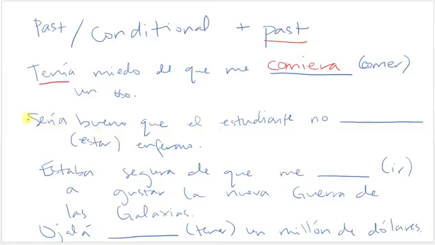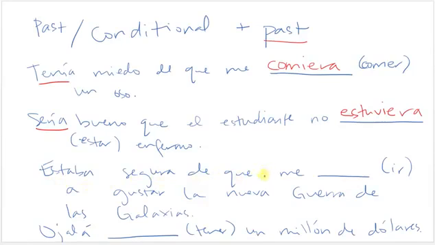This is the conditional. Sería bueno que is a subjunctive trigger because it's basically a general statement. It's the same as saying es bueno que. So general statements have to use subjunctive. So sería bueno que el estudiante no. Estar in the preterite ellos, ellas, ustedes is estuvieron. So take off the ron and add ra, ras, ra, ramos, ron. And this is for el estudiante, so it would be estuviera. It would be good if the student were not sick.